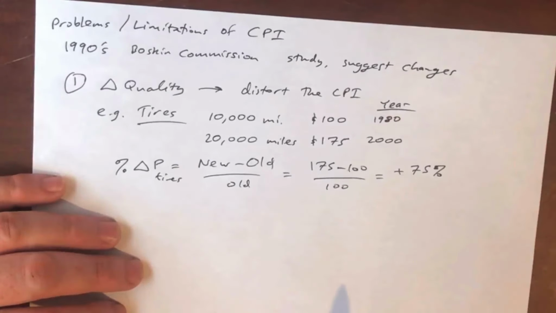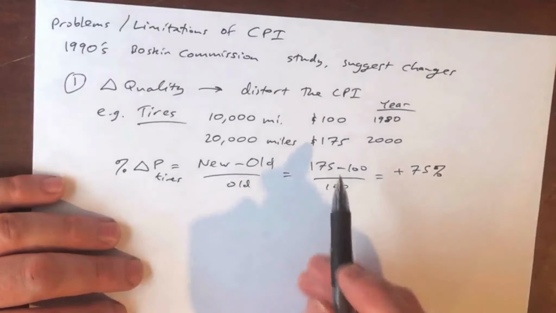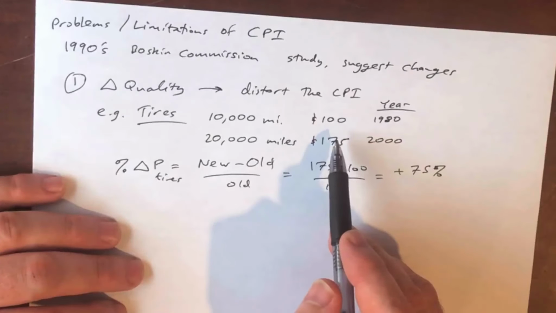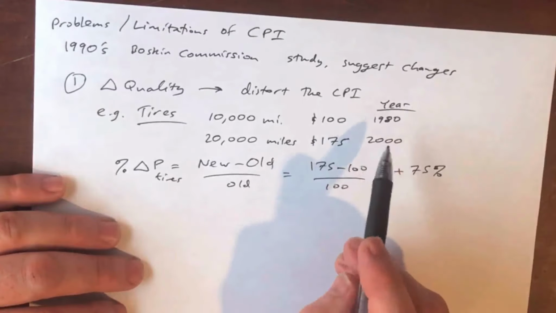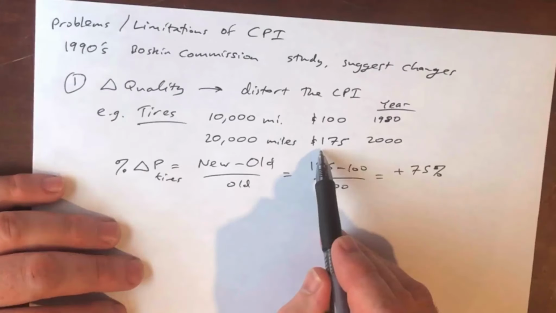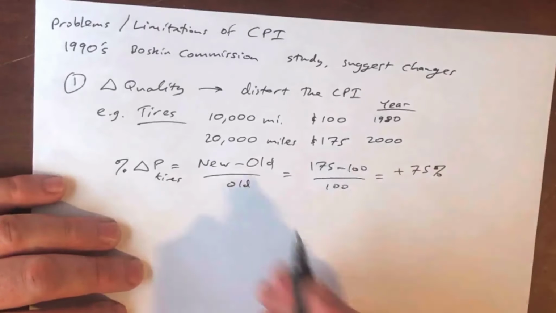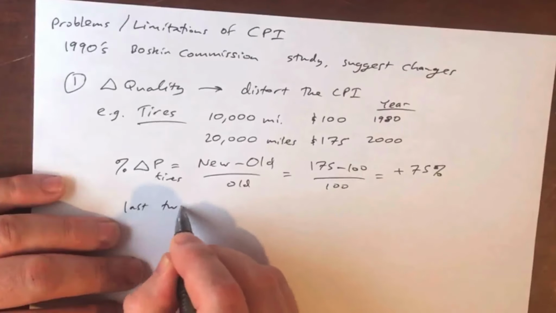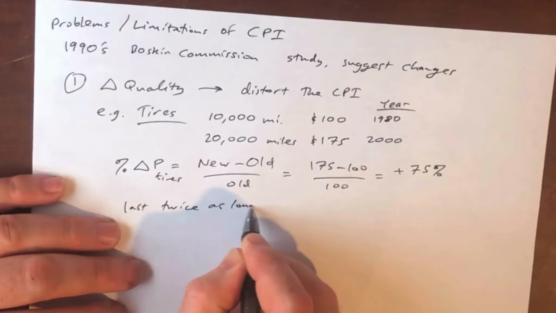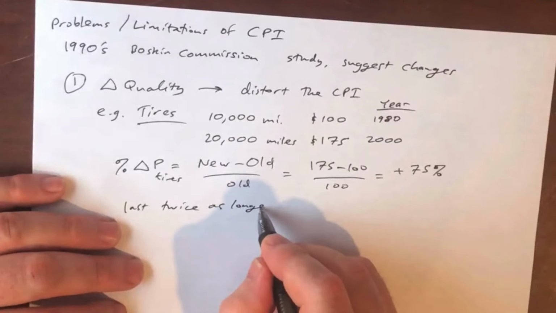You know what I'm saying, right? Like if you drove 10,000 miles a year, it costs you $100 every year to get the tires that you needed for that, right? But now it's only costing you half of 175 because you only have to do this every 2 years now, right? They last twice as long.